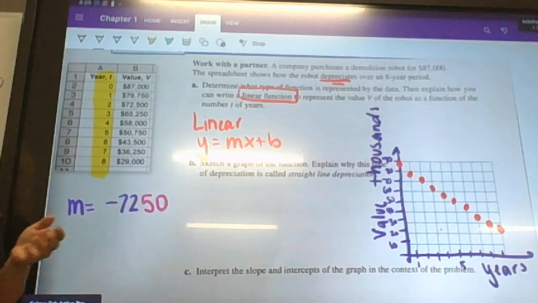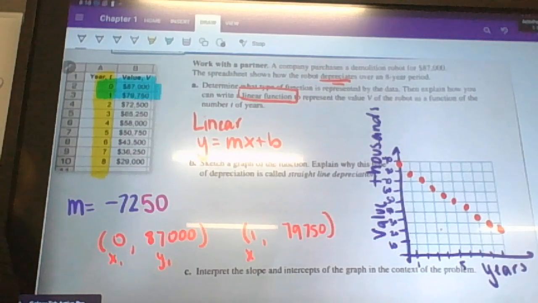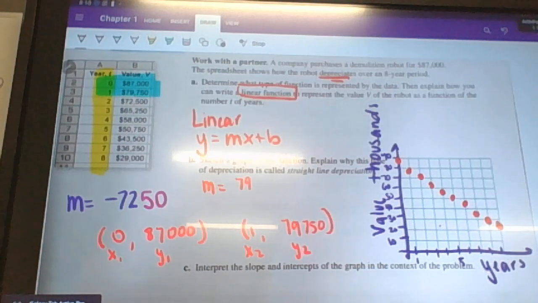All right. How'd you guys figure that out? Which two points did you use for your slope formula? Use this for x1, y1, and this for x2, y2. So 0, 87,000 is x1, y1, and 1, 79,750 is x2, y2. Put that into the slope formula, and you end up with negative 7,250. And that's your slope of this line.